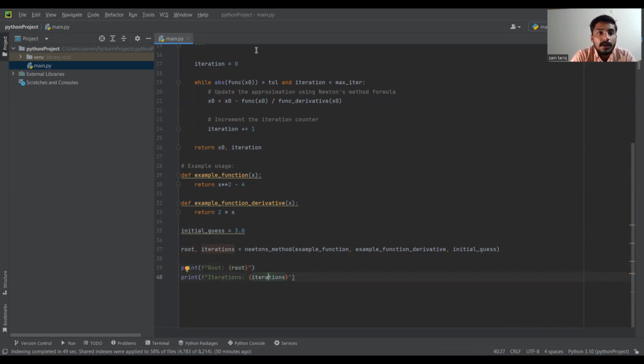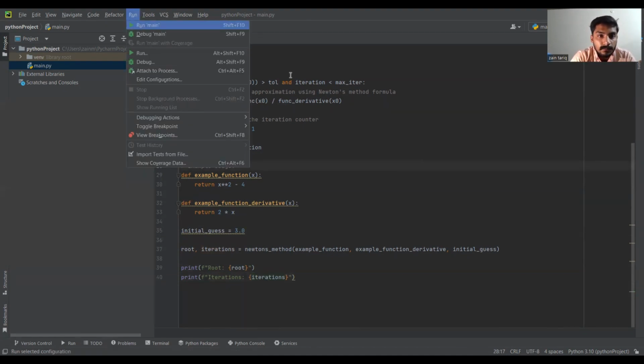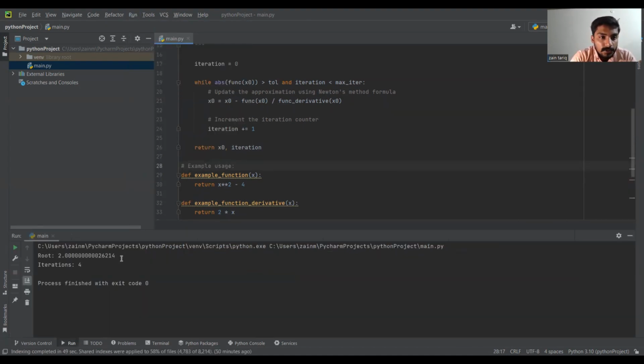So now let's run the code and see the total number of iterations that we get. You can see right over here that the root is 2.0000 something, and the total number of iterations that were taken to get this root is 4.